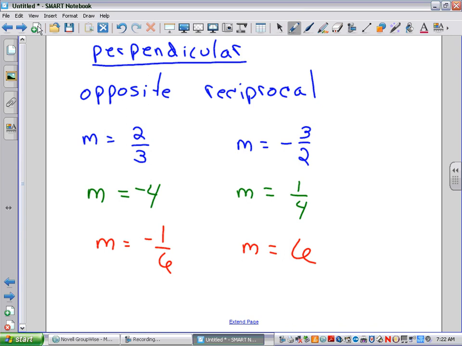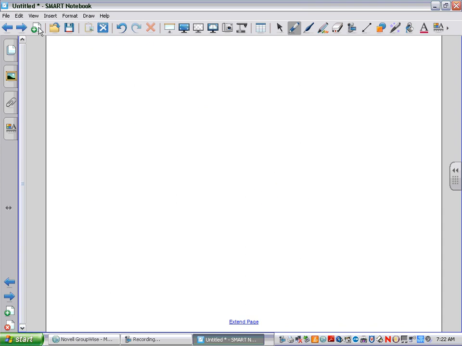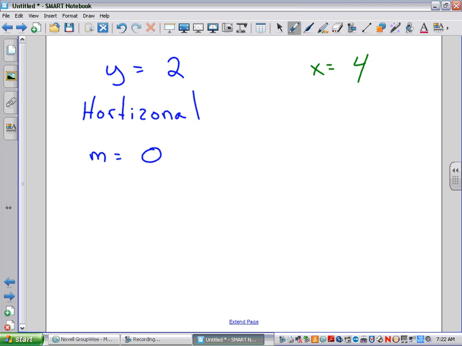With that said, remember, if you have an equation of y equals some number like 2, that's horizontal, and my slope is 0. Then if you had x equals, say, some number 4, that's not horizontal, that's vertical. And what's my slope here? Undefined. Just reminding you of that. You should remember that.